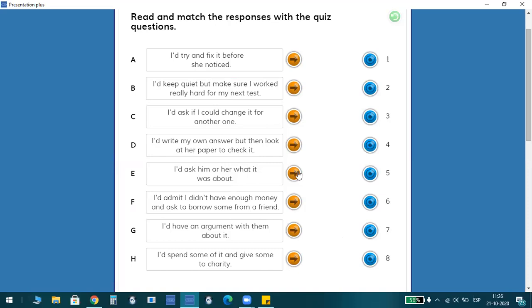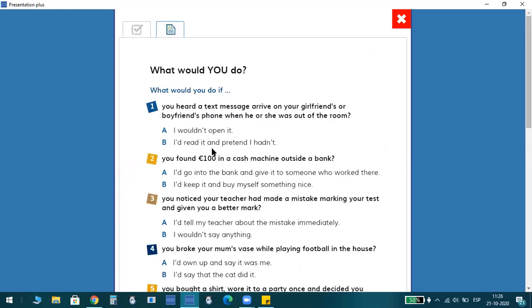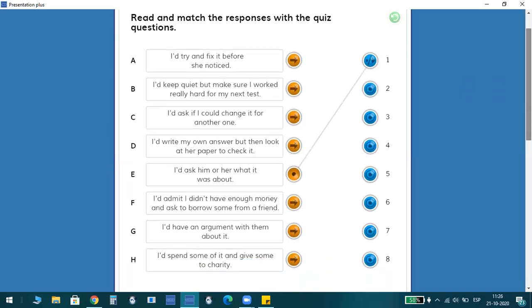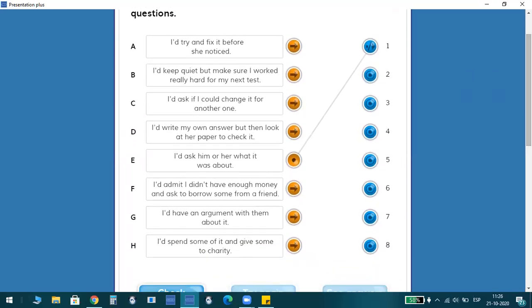Letter E, I would ask him or ask her what it was about. Yes, like, hey, you got a text message from, I don't know who. Who's that? Okay, ask. All right, that's good. Now, let's see the other one. It says, you found 100 euro in a cash machine outside a bank. Which answer looks nice to it?